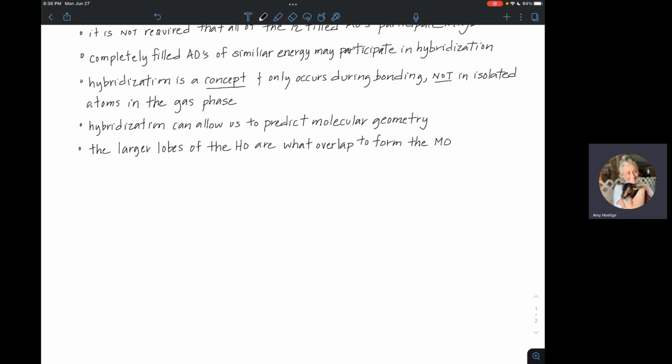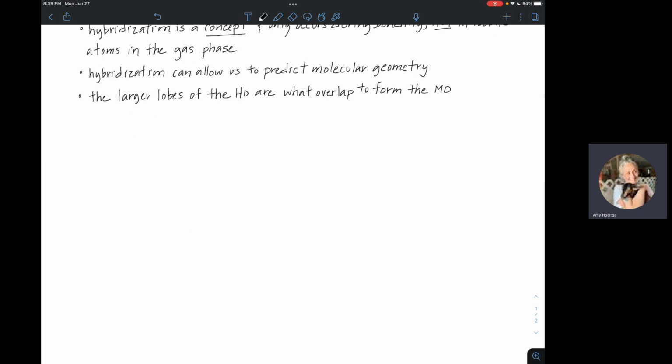And you remember from Gen Chem, the better the overlap, the stronger the bond. So you got these larger lobes of the hybrid orbital, a better orbital overlap, you're going to get a stronger bond. And that's going to come up again and again when we go through these examples. So let's move into what we care about in organic chemistry.